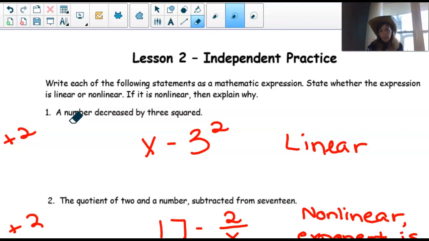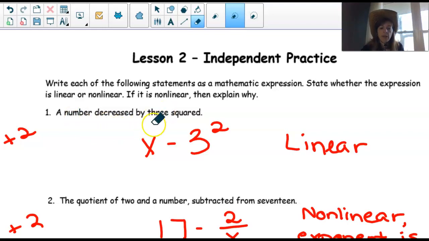I am noticing some students that are using multiple variables to write your expressions. You cannot do that, because how are you going to solve it? Right now you only want one variable, and then base your other expressions around that variable. Okay, so let's go through these answers quickly.